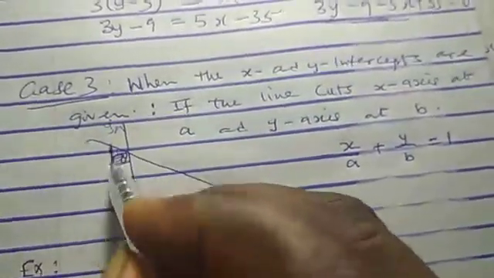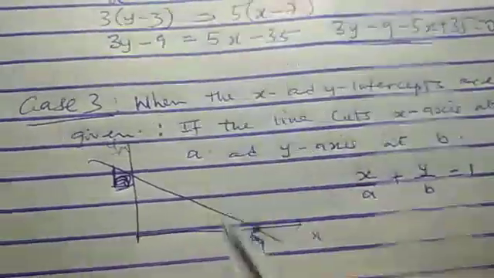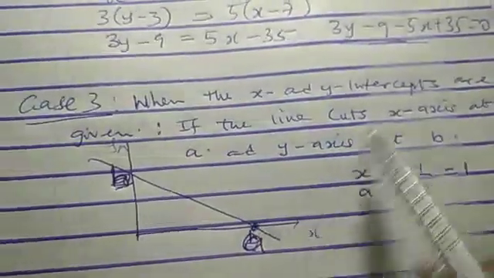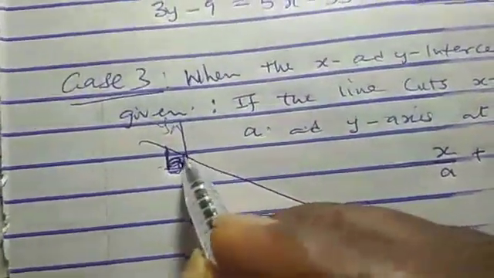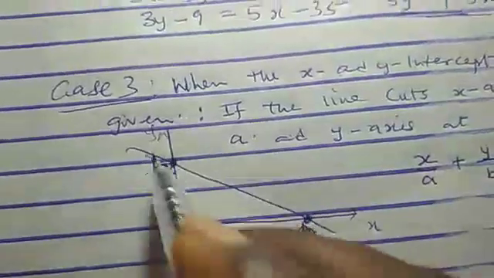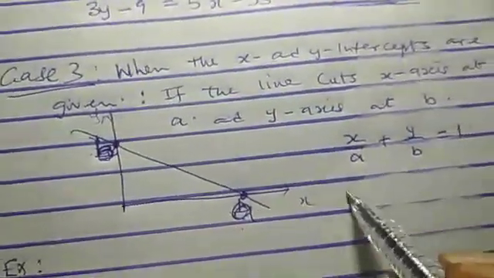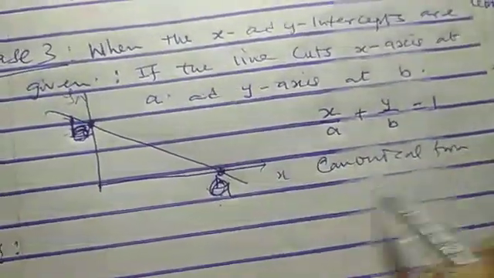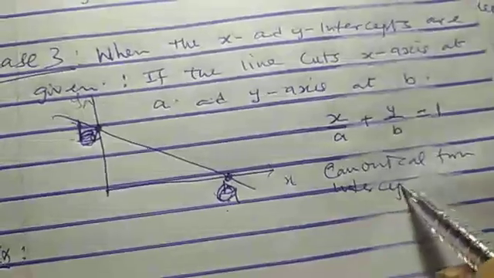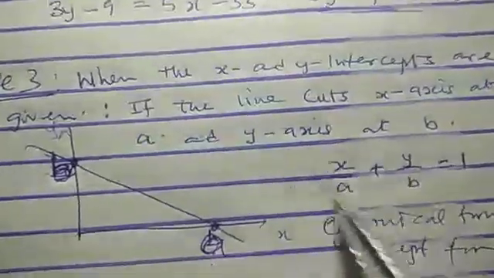This is B from the statement I wrote above. If it cuts the x-axis at A, this is our A, and the y-axis at B, that is the value in this place, this thing is B. So we call it an intercept form or canonical form of the equation of a line. So this is a formula.